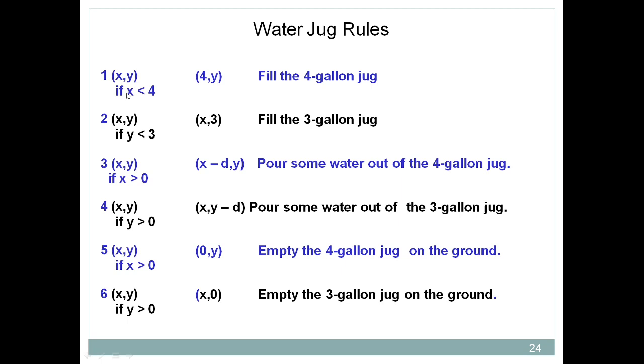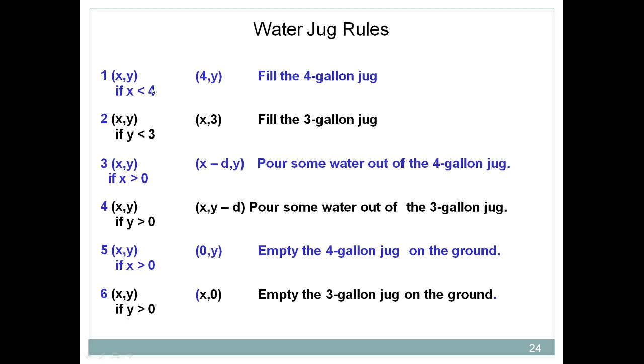And in this case, what is the condition? If x is less than 4, then you are able to fill the 4-gallon jug when it is empty or there is space to fill the water. That's why the value of x should be less than 4, and only then can you fill the 4-gallon jug. This is how rule number 1 is specified.